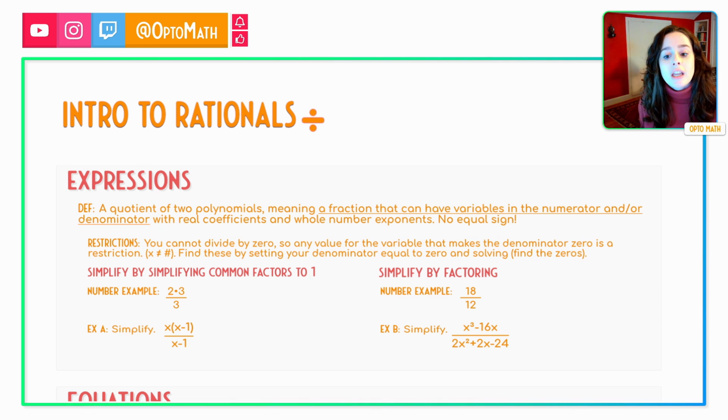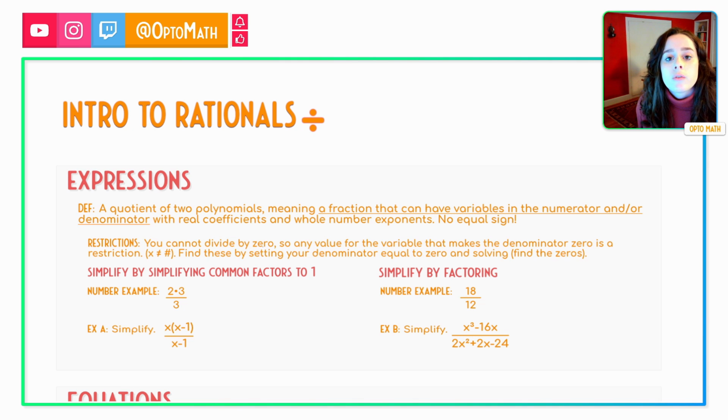So let's take a look at a very important part of rationals. This is called restrictions. Remember, if you're dividing, there's something that cannot happen in your denominator. You can't divide by 0. Okay, that's called being undefined. So restrictions or being undefined, those kind of go hand in hand. So since we cannot divide by 0, any value for a variable in our rational expression that makes the denominator equal 0 is called a restriction.